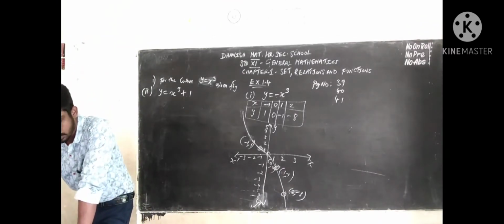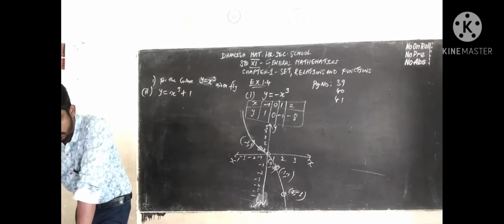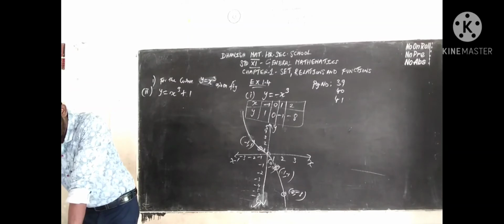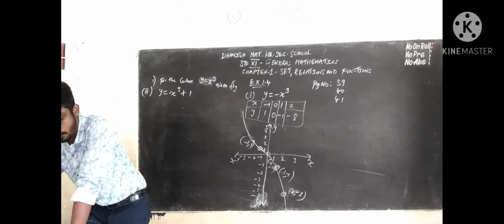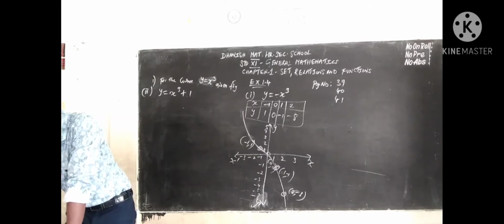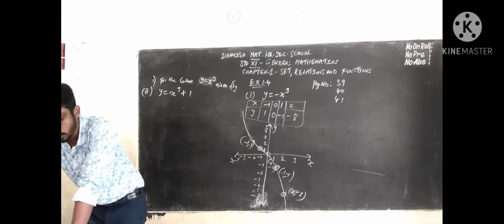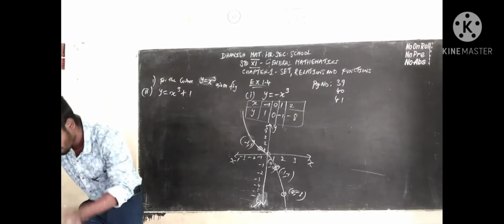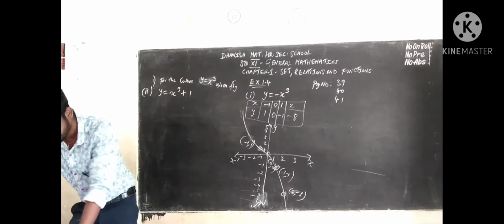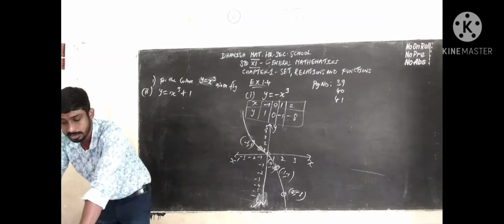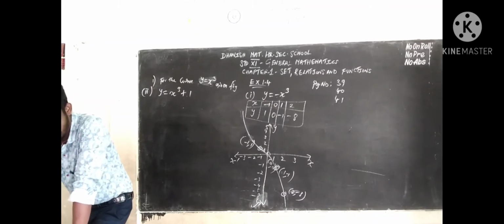Now come to page number 40. What is the condition for translation here? The translation of a graph is a vertical or horizontal shift of the graph that produces congruent graphs. y is equal to f of x plus c, c greater than 0, causes the shift to the left.